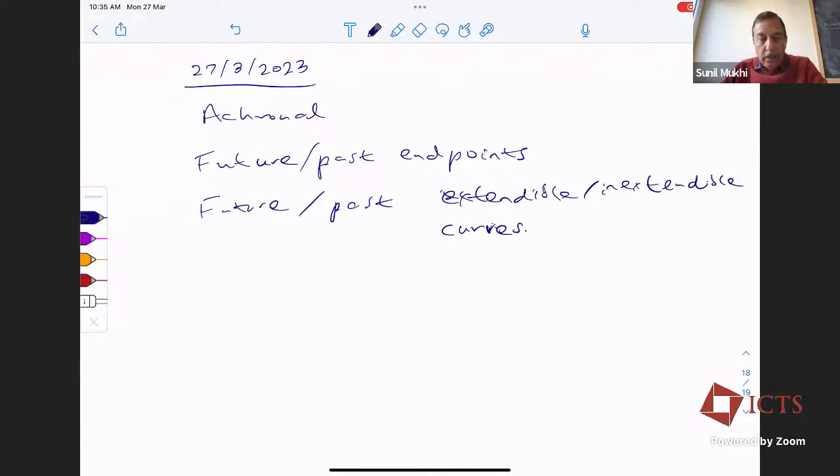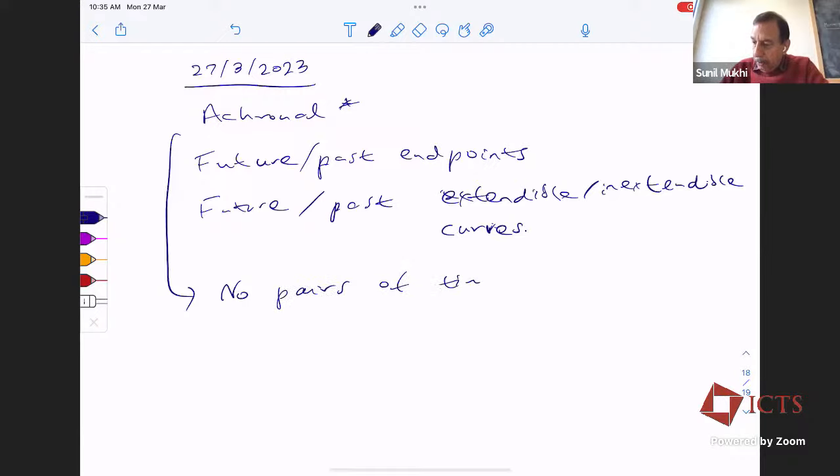There's one thing I probably didn't have time to point out, at least I can't remember pointing it out, which is that achronal is a little bit subtle. What is subtle about achronal is the following. It basically says that there are no pairs of time-like separated points.